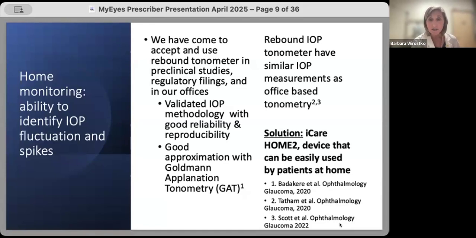What's nice about the iCare HOME is it's not as reliant on corneal thickness, on a CCT. But at the extremes, so at a low pressure, the iCare HOME can actually underestimate. So a pressure of 10 on GAT, you may get an 8 on the iCare HOME. And on the other extreme, the iCare HOME may actually overestimate by 2. But generally, it's pretty similar. It's about a plus 1 to plus 2 within that normal-ish range of IOP.